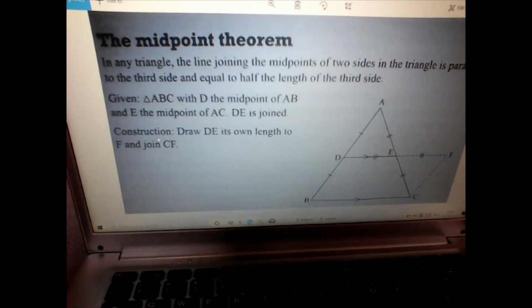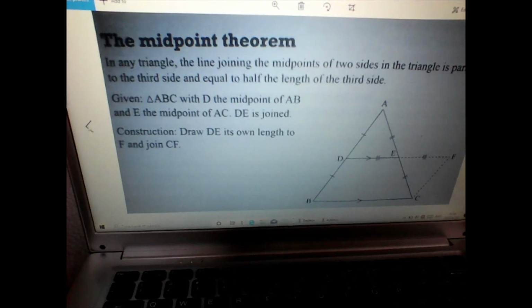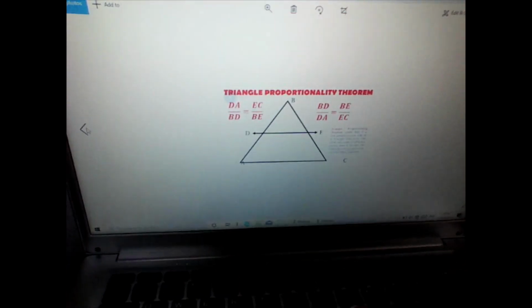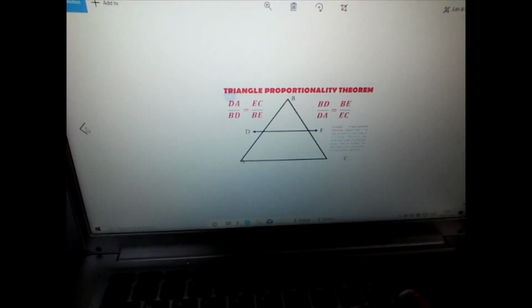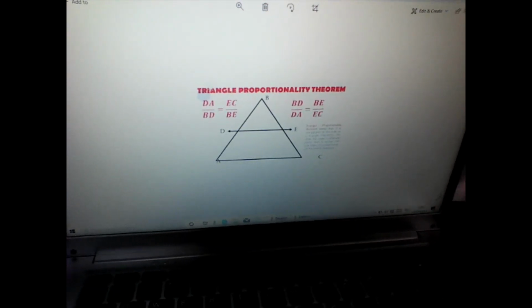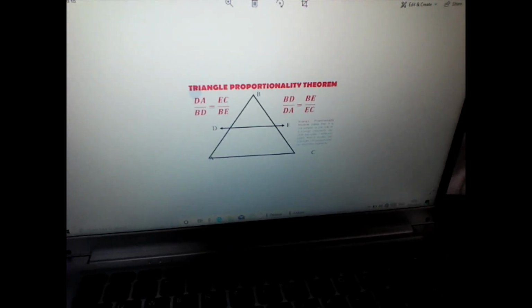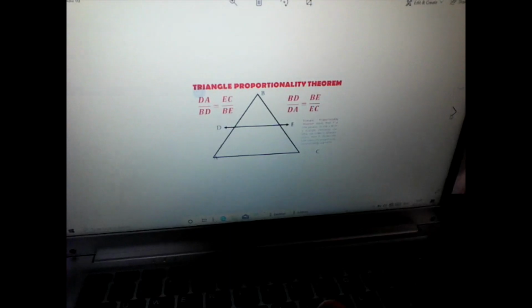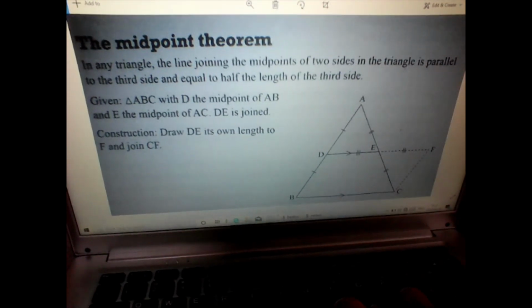Okay, let's just go back and complete that one. Okay, that's the triangle proportionality theorem. We've discussed that, learners. You need to know that one. And then item number 3, of course, you need to learn to state the midpoint theorem.